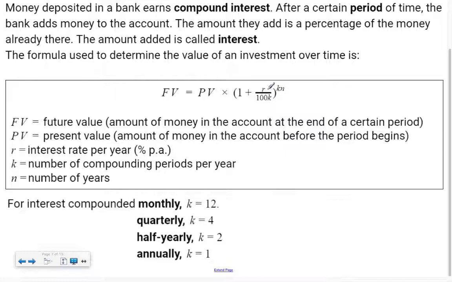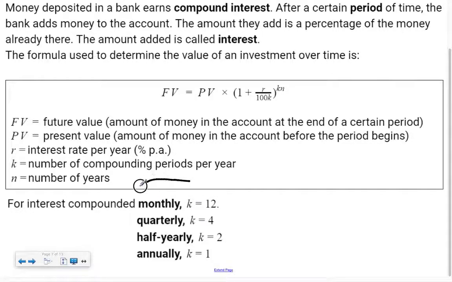So you could have 5% interest, you could have 2% interest, you might have 20% interest if you're really lucky. The higher that number is, the more interest you're earning, so the more money the bank is giving you for keeping your money there. Divided by 100 times K. K is the number of compounding periods per year.